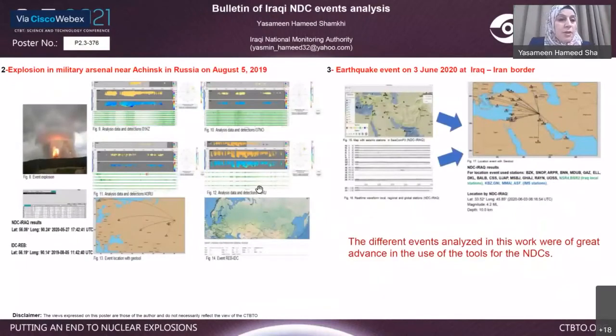The second event, an explosion in a military arsenal near Achinsk in Russia, we also used IMS stations of infrasound and seismic, with the view tool seismic software analysis for its location. And the third event, an earthquake at the Iraq-Iran border.